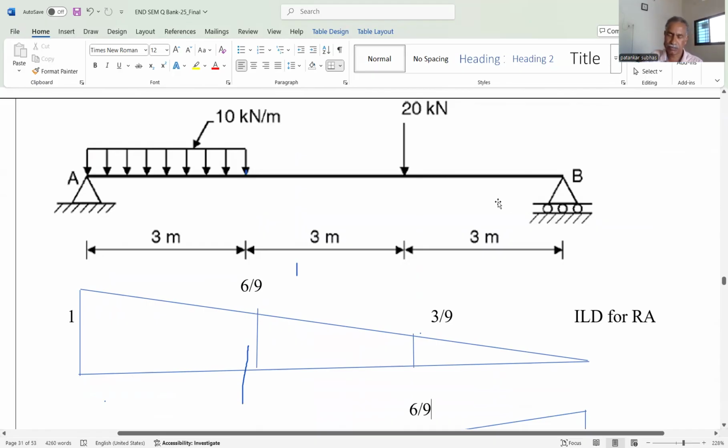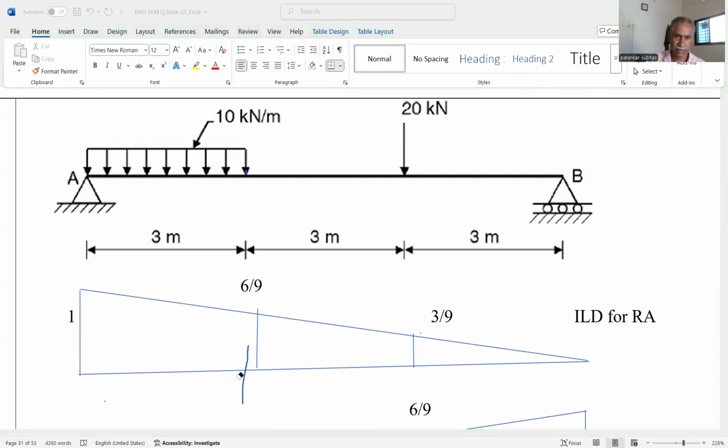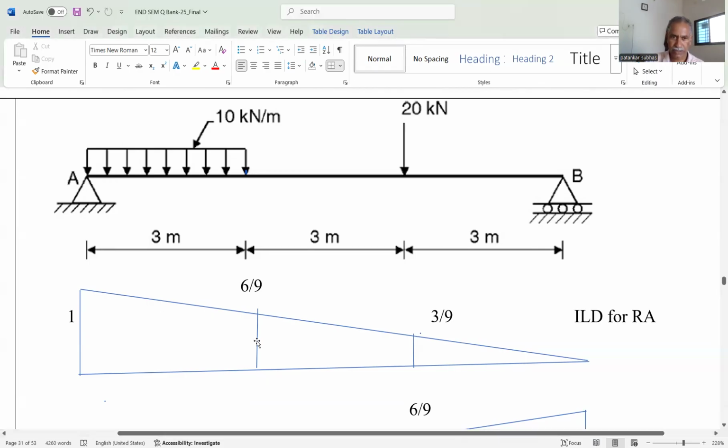Generally, using the equilibrium equations, we can apply summation Fx equal to 0, summation Fy equal to 0, and moment about any point equal to 0, and we get the support reaction. But using the ILD, this is a very simple concept and simple to understand. For ILD, just draw one unit at support A to sketch the ILD for RA and 0 at B, and then draw the triangle. And this line indicates the ILD for RA and RB.